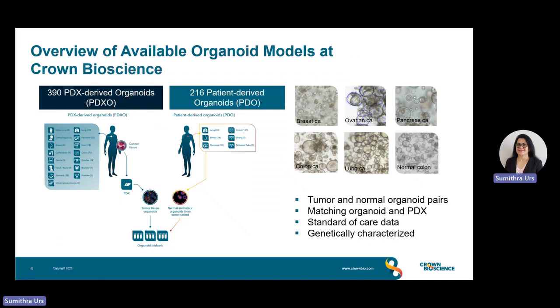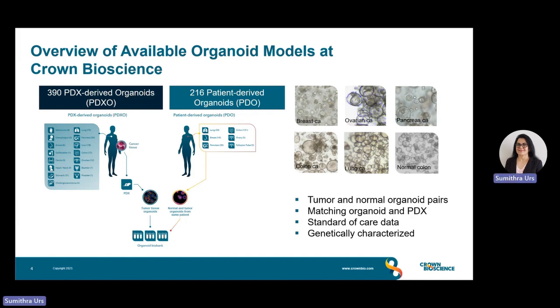As a service provider, Crown Bioscience has generated a living biobank of organoids. Currently, there are 390 PDXOs and 216 PDOs available for moving into studies. These organoid models cover a variety of indications such as breast, ovarian, pancreatic, colorectal, and lung. Matching tumor and organoid, normal organoid pairs, organoid and PDX pairs for follow-on in vivo studies are also available.